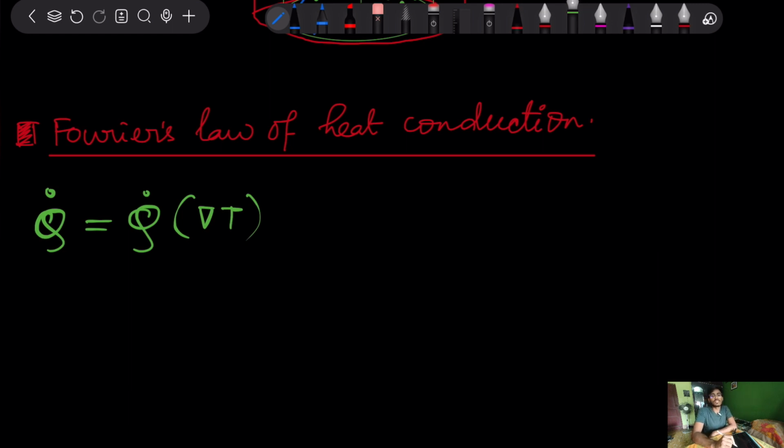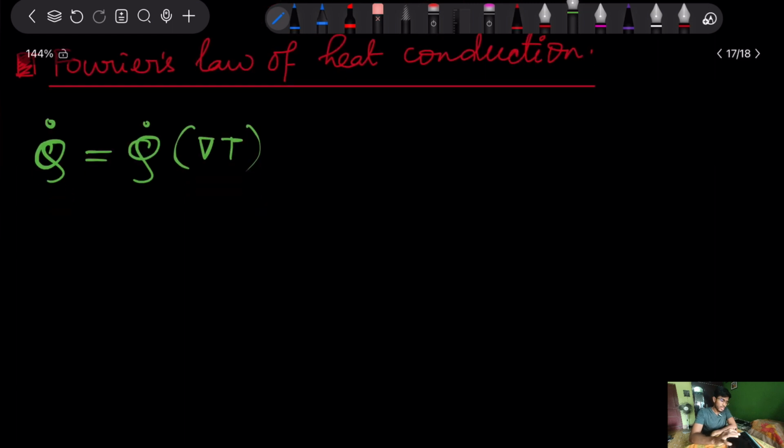Obviously, I have told this earlier in the lecture on the mechanism of conduction, that this heat transfer rate is not only a function of the gradient of temperature, but it can also be a function of the voltage difference. But for the general case in our practical world, what we experience generally, this is the case. So now I can write a Fourier series.